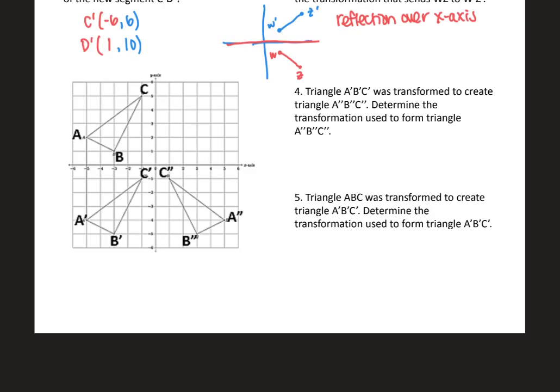All right, the next problem says triangle A prime, B prime, C prime, which is this triangle right here, was transformed to create triangle A double prime, B double prime, C double prime. Determine the transformation used to form that triangle. In that case, that looks like a mirror image, so that's going to be a reflection. And it's over the y-axis.